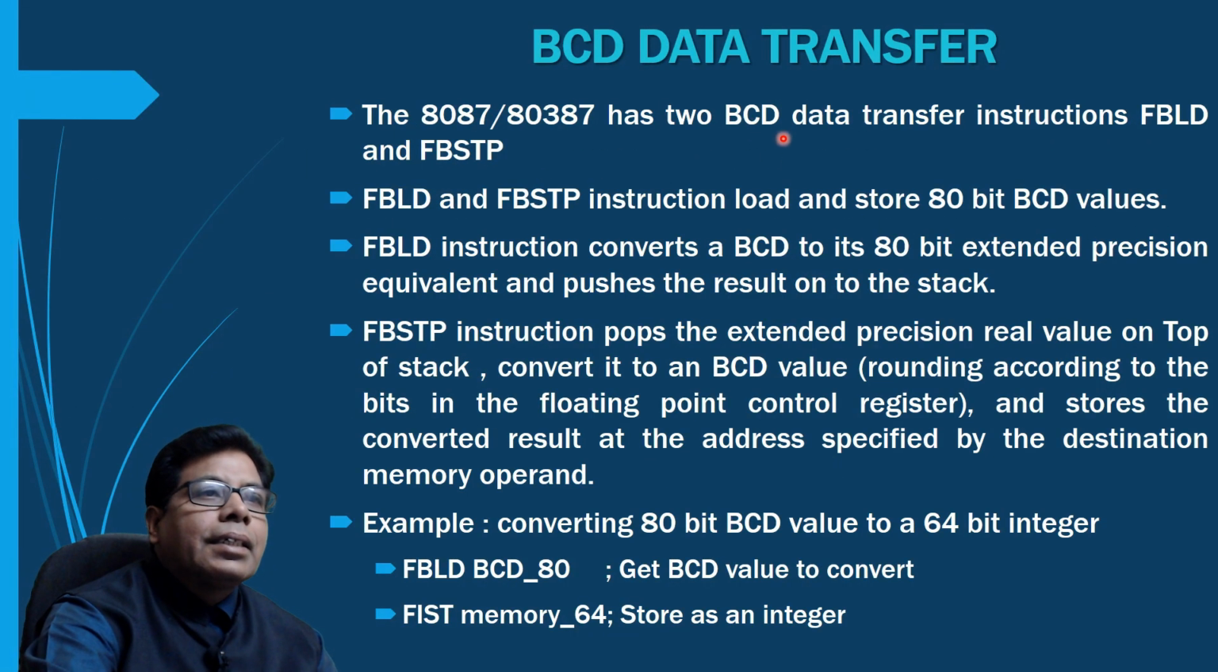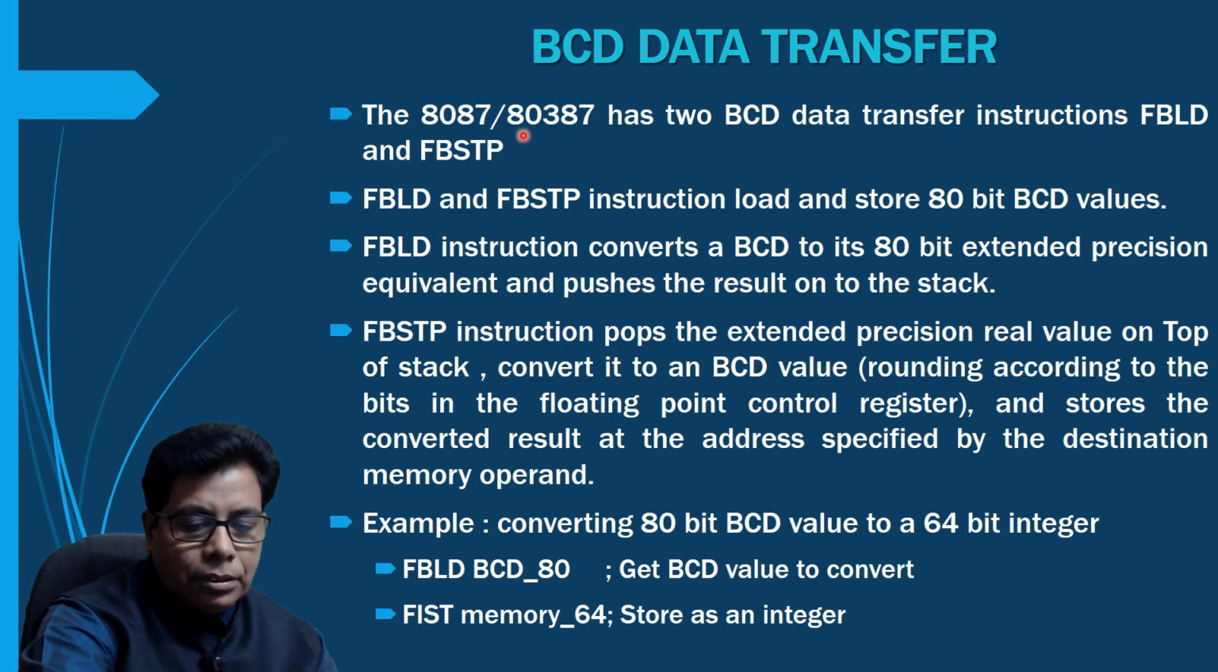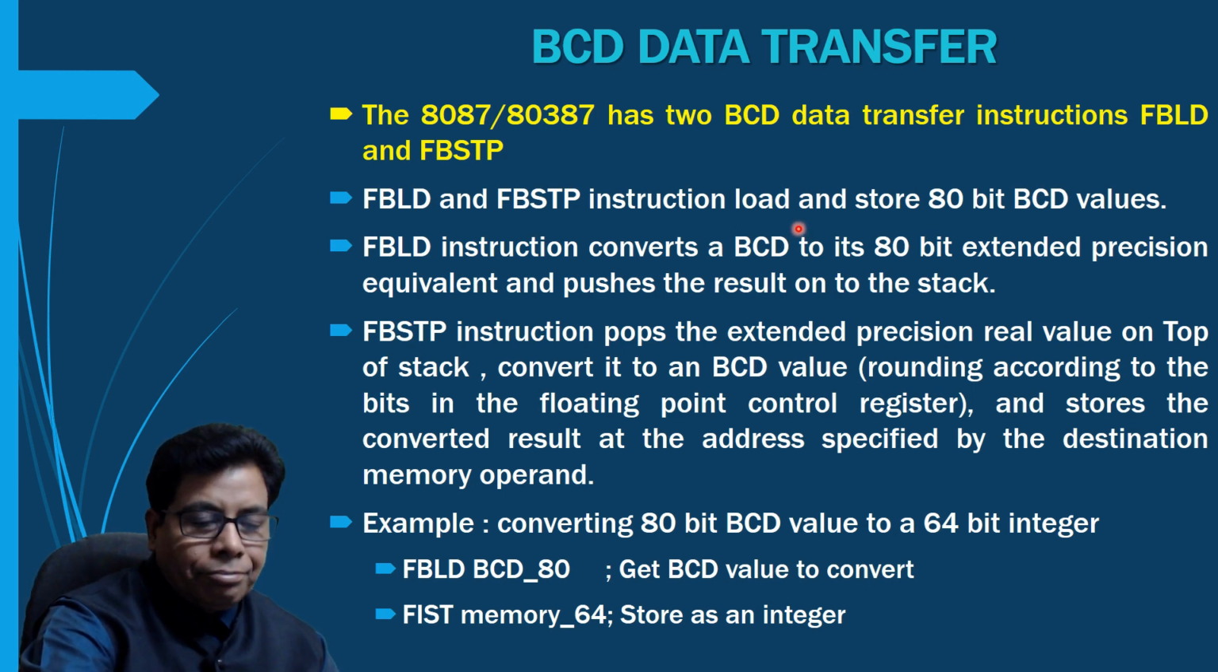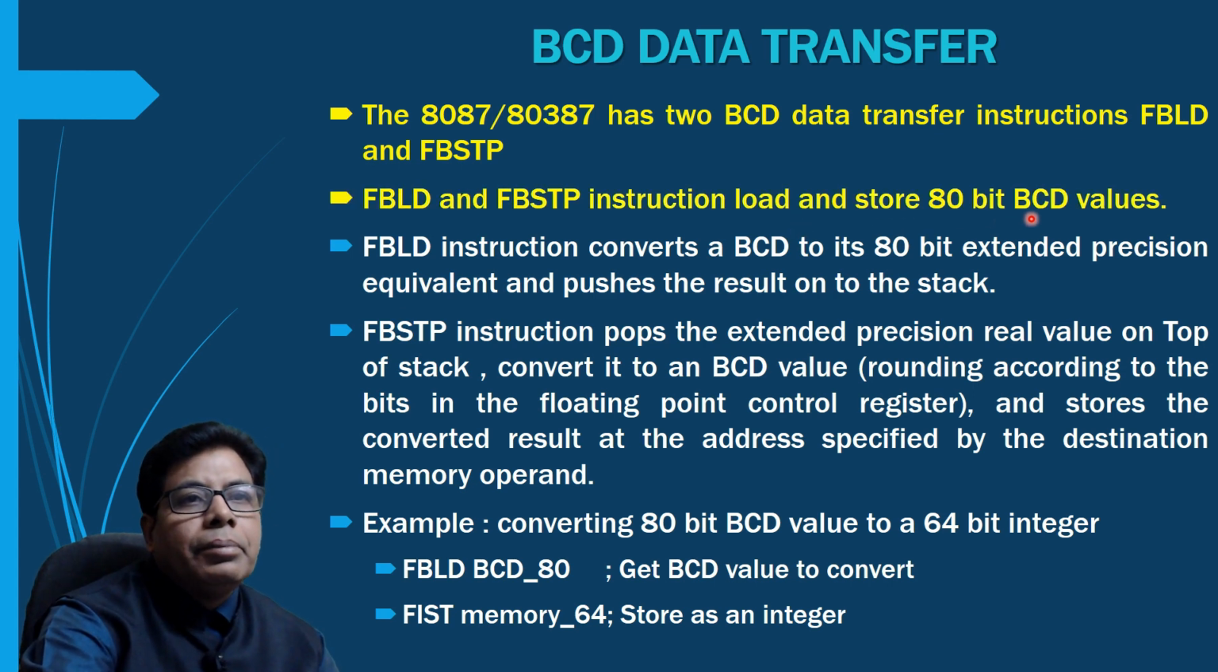Then BCD data transfer. The 8087 or 387 has two BCD data transfer instructions, FBLD and FBSTP. Only two are there here. These load and store 80-bit BCD values. They are particularly for the BCD data type, 80-bit.